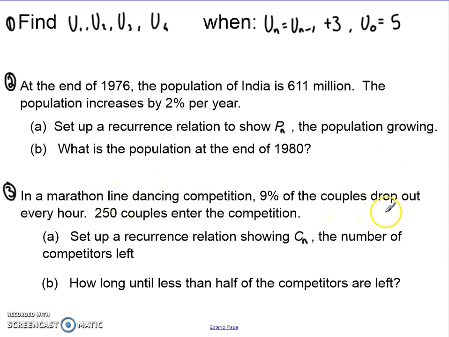Third one, in a marathon line dancing competition, 9% of the couples drop out every hour. 250 of them enter to begin with. Start by setting up a recurrence relation showing Cn, the number of competitors left. That's your first challenge. Second one, how long until less than half the competitors are left. So, pause the video, have a crack at these, come back and check.